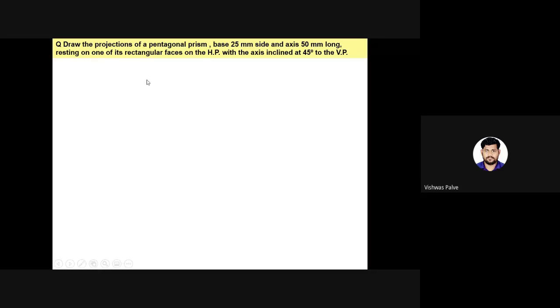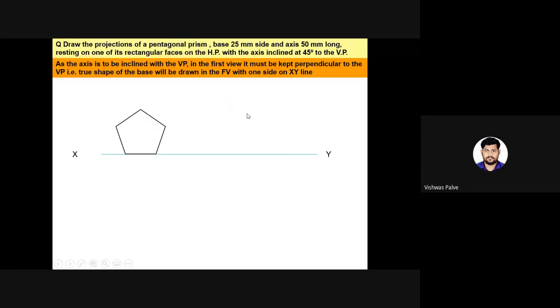So identify first whether it is resting on the horizontal plane or the vertical plane. The inclination is given as 45 degrees. So in this problem, first draw the true shape of the object in VP, and after that draw its top view. This object is resting on the vertical plane because the inclination is given as 45 degrees with VP. So we have to draw that object in front view.